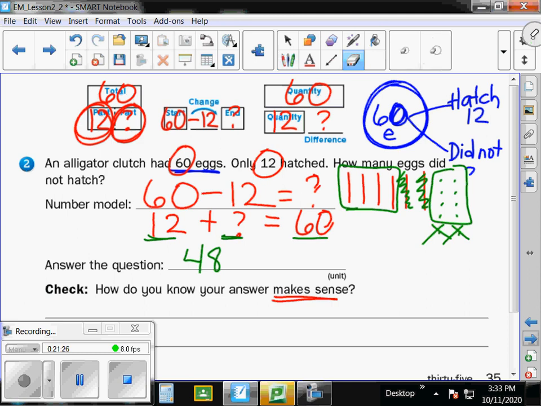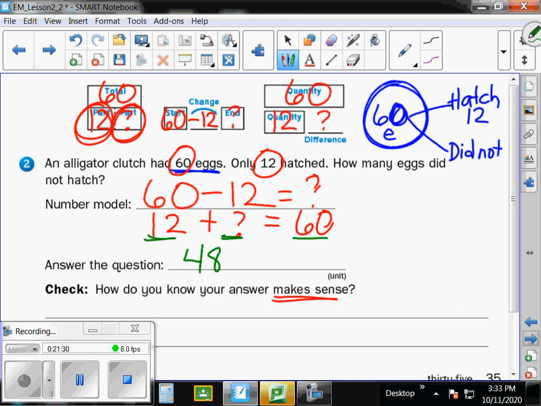Now, let's try doing the addition way. Let me erase all my chicken scratch here. If I start with 12, how many more do I need to get to 60? I'm going to use an open number line. I'm starting with 12. I need to get to 60.